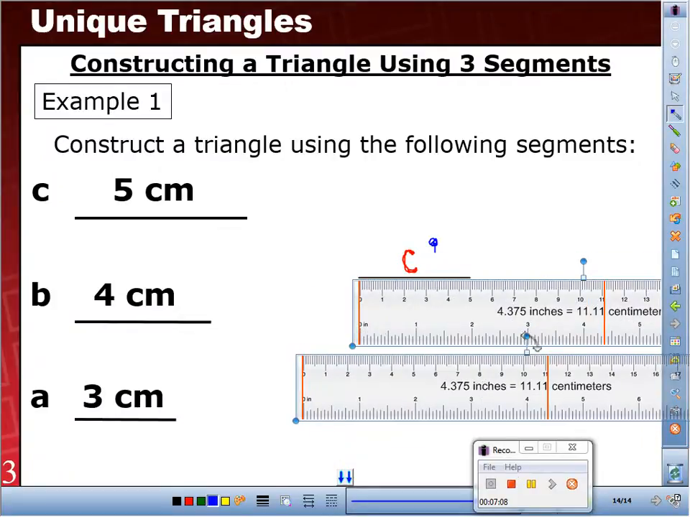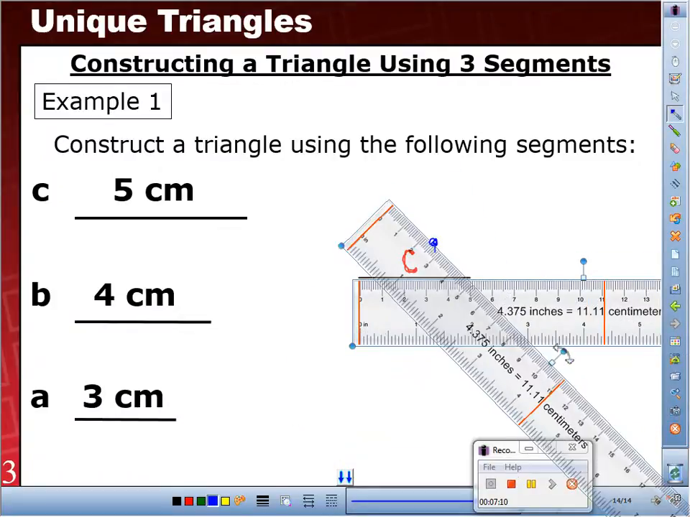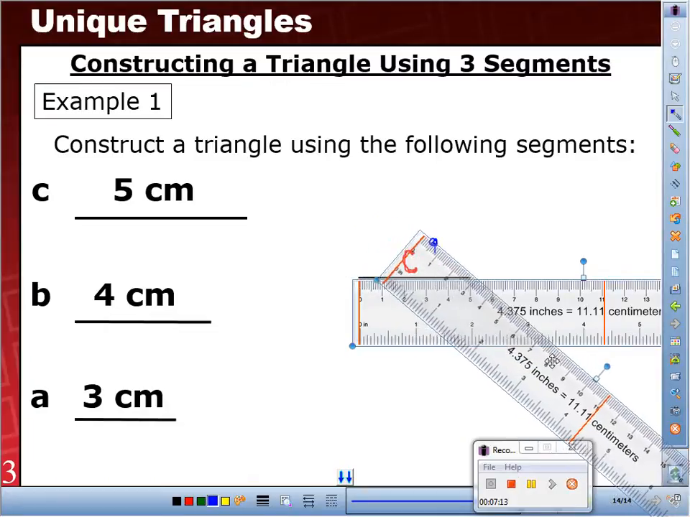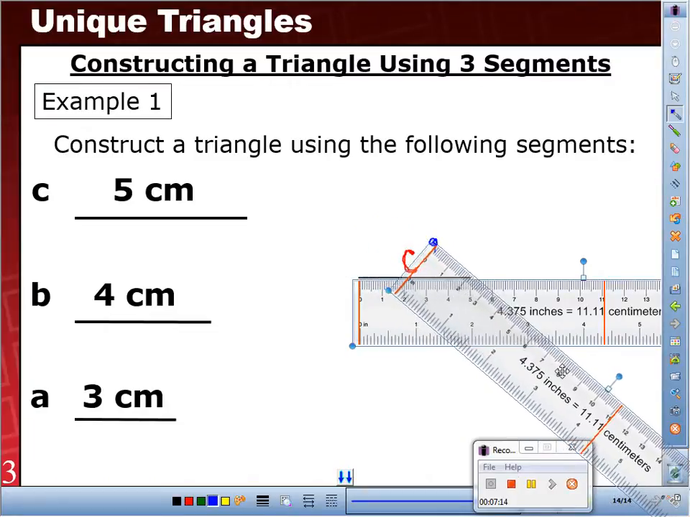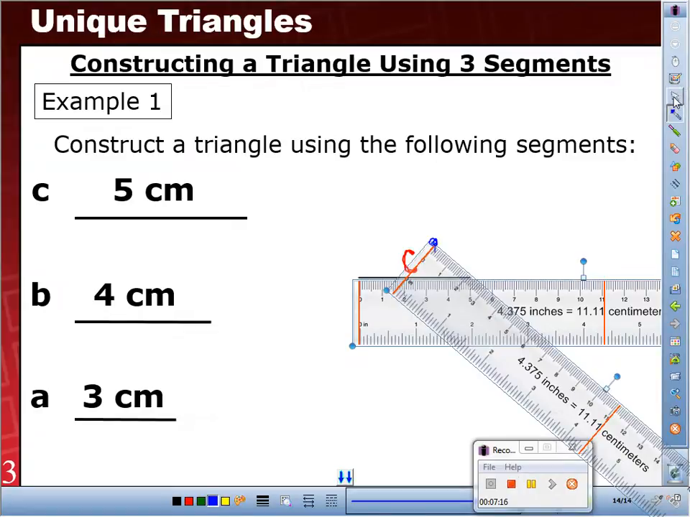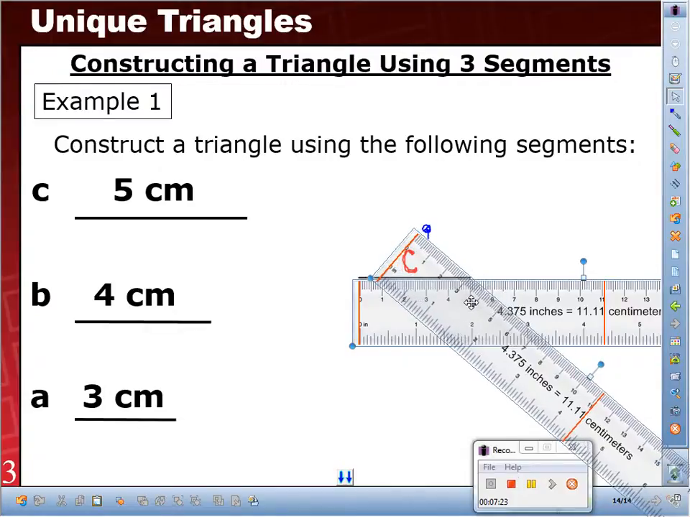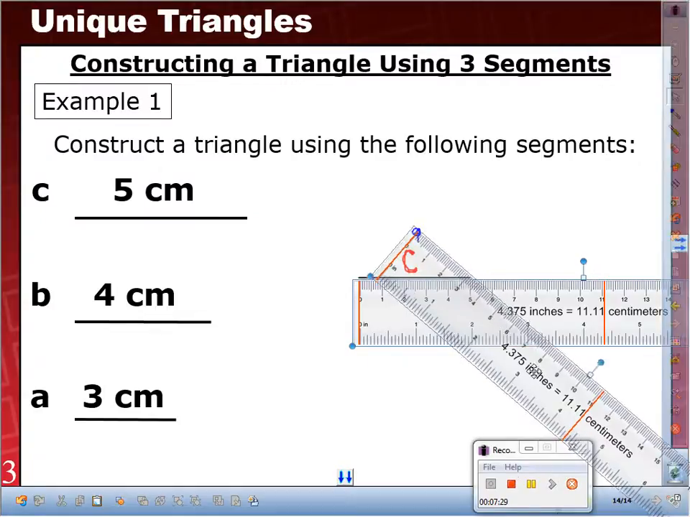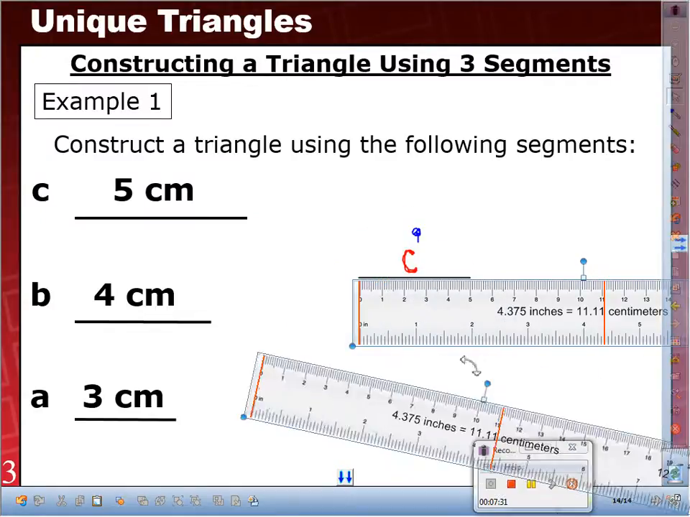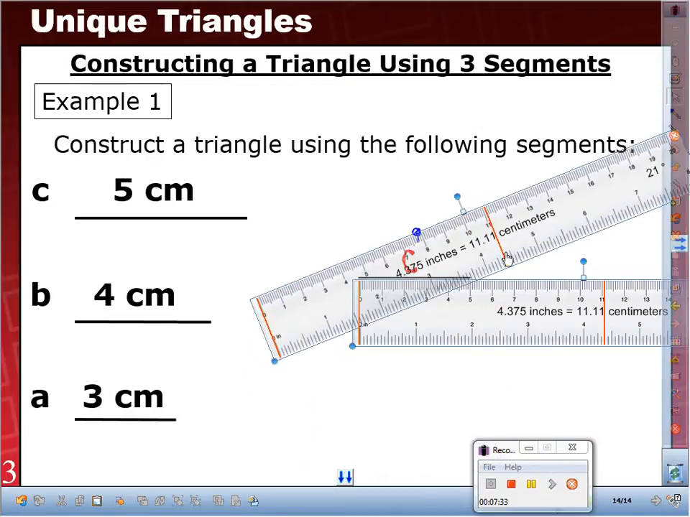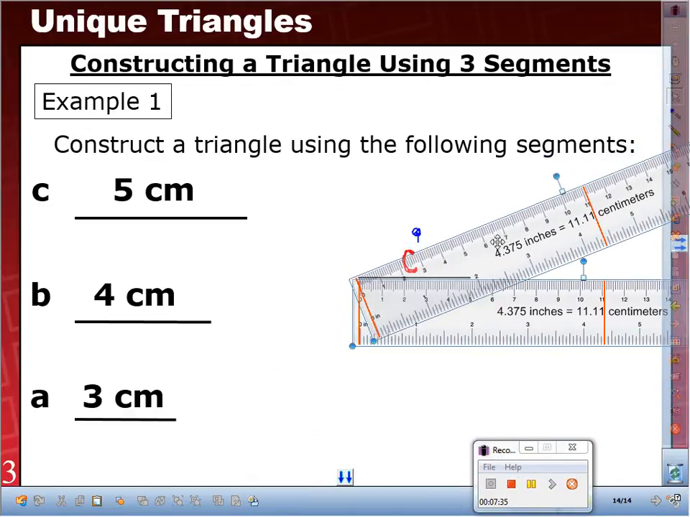Let me turn this sideways. That's only 2 centimeters. I need to move that point. So make sure you're using your pencil because you're going to have to erase your point. So let's see. That is 3 centimeters right there. So let's see if the other dimension is 4 centimeters.